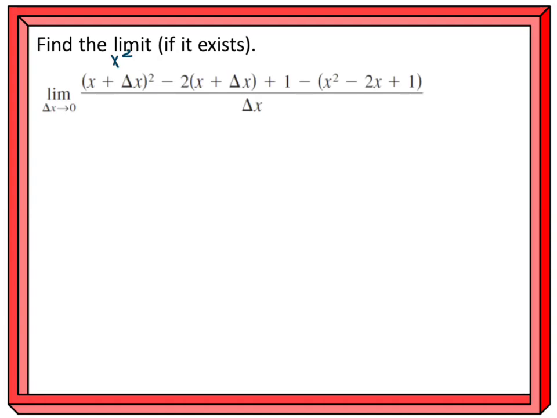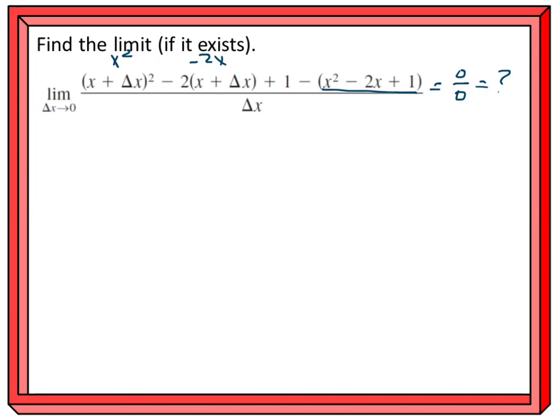Okay, so if we were to directly substitute in 0 for delta x, this would give me an x squared, and this would give me a negative 2x. And notice that all of this left side, x squared minus 2x plus 1, minus the x squared minus 2x plus 1 that's in the parentheses here, will completely cancel out, giving me 0 over 0, which is an indeterminate form, which means that I have some sort of hole that I need to try to fill in.